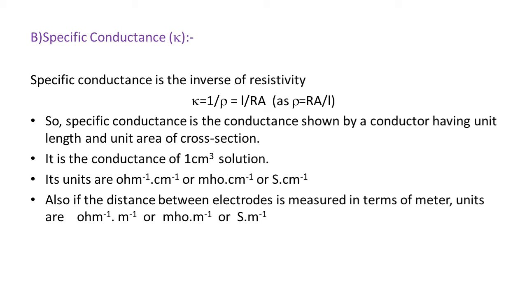Its units are ohm inverse per centimeter or mhos per centimeter or Siemens per centimeter. Also, if the distance between electrodes is measured in meters, the units are ohm inverse per meter or mhos per meter or Siemens per meter.